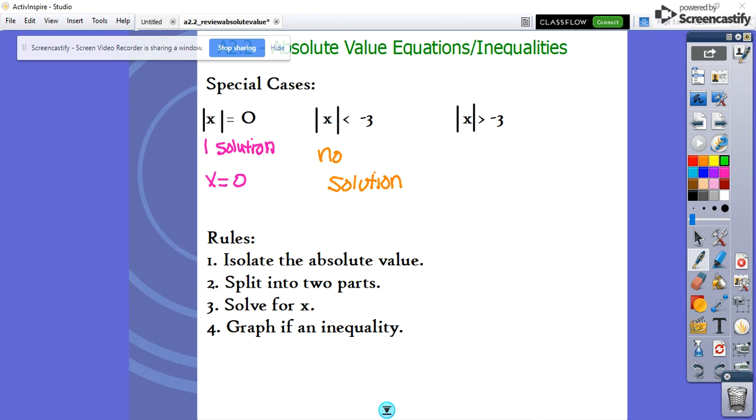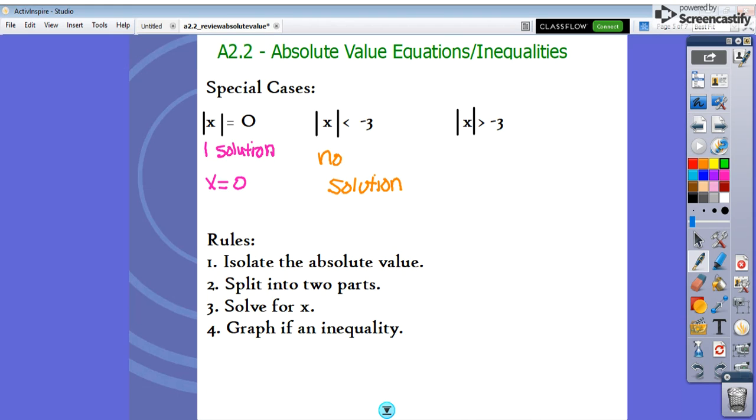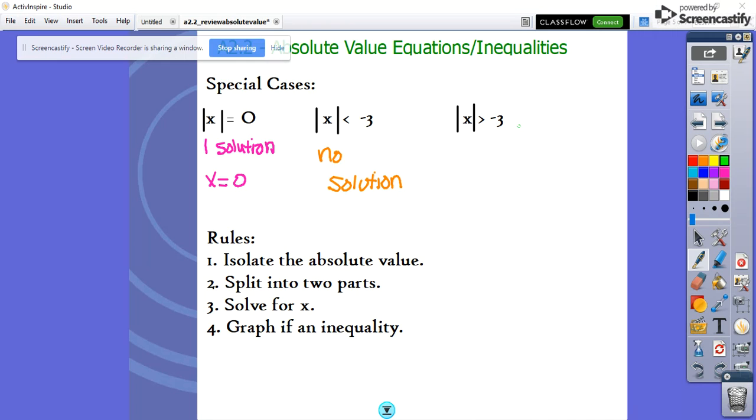Okay, the last one, absolute value of x is greater than -3. Well, I know that absolute value has to be greater than negatives, so this one is actually all real numbers. Okay, so same rules apply. We're going to isolate the absolute value, split into two parts, solve for x. We're going to graph it if it's an inequality, graph our solution, and we're also going to write it in interval notation.